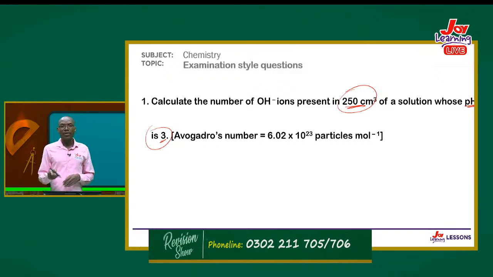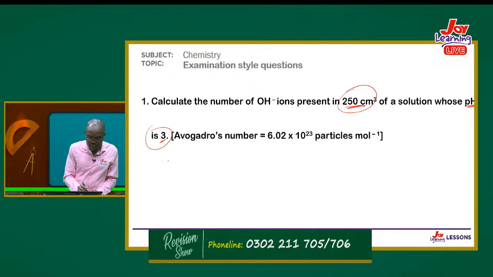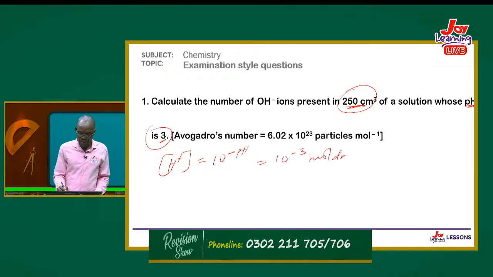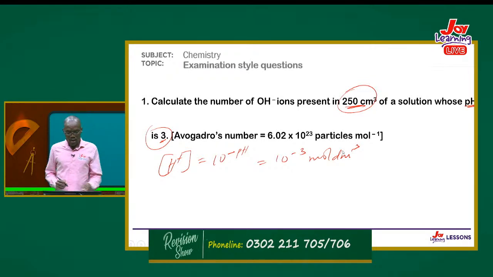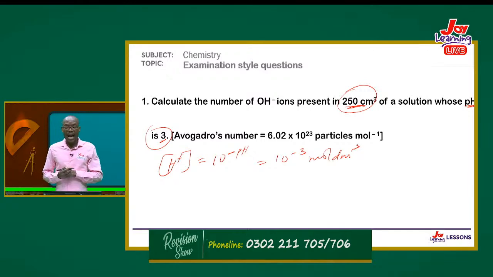So if I have the pH of the solution, the first thing that should come into mind is the concentration of H plus ions in solution. So I can calculate the concentration. So calculating the concentration of H plus ions will give me 10 power minus pH. So 10 power negative 3 mole per dm cubed. So if I have that one, I can calculate the H plus ions.